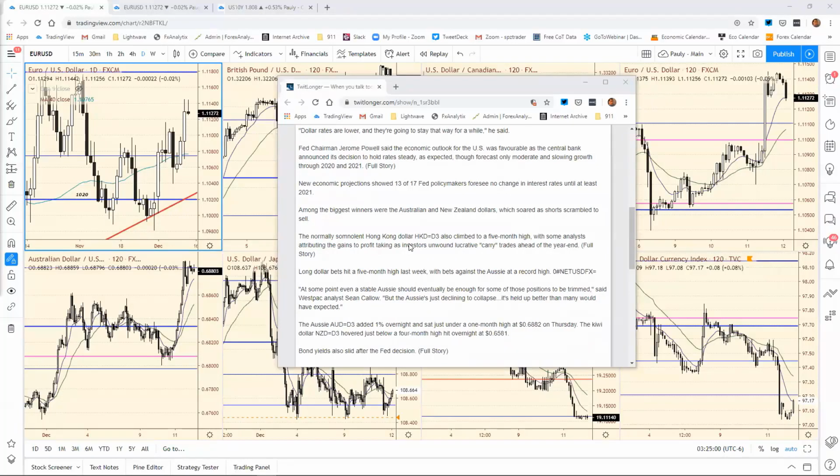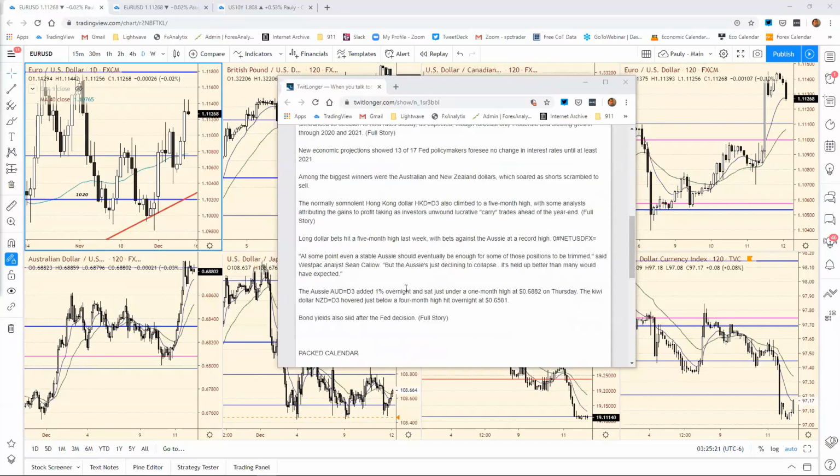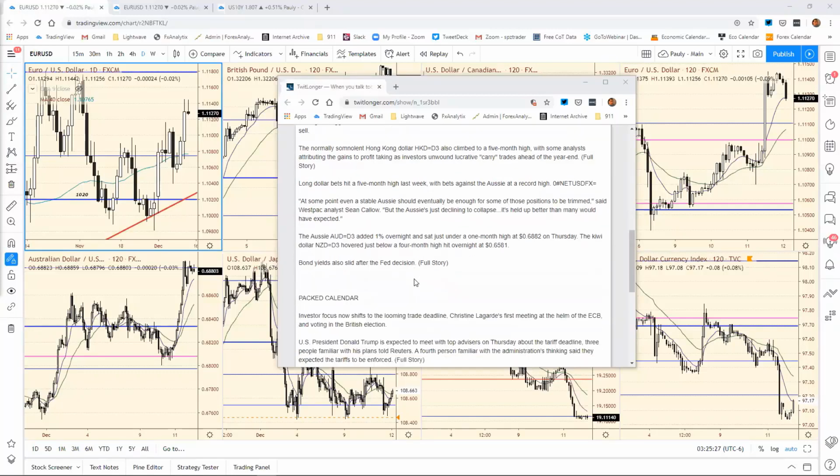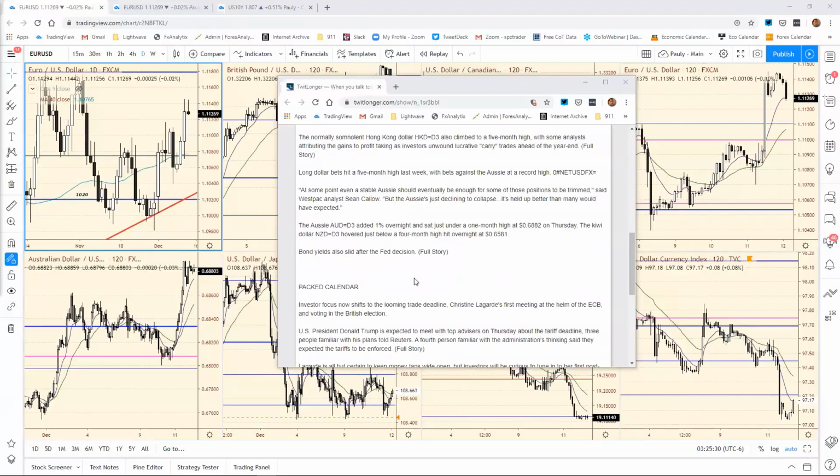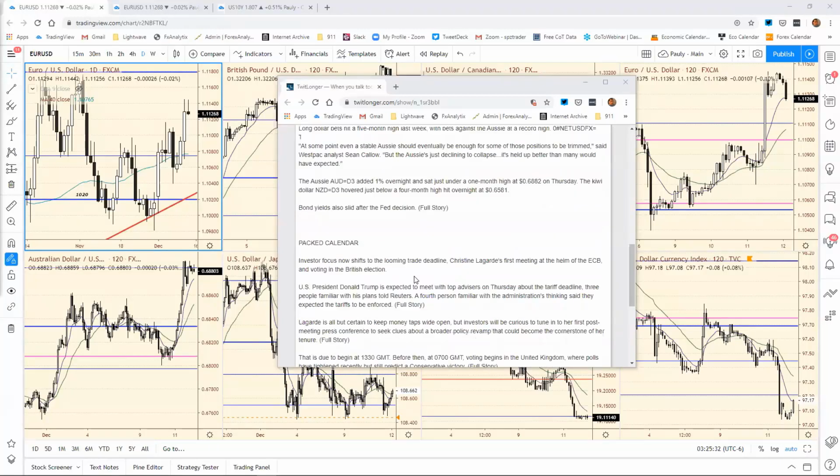Amongst the biggest winners were the Aussie and New Zealand dollars, which soared as shorts scrambled to sell. The normally somnolent Hong Kong dollar also climbed to a 5-month high, with some analysts attributing the gains to profit taking as investors unwound lucrative carry trades ahead of the year end. Long dollar bets hit a 5-month high last week, with bets against the Aussie at a record high. At some point, even a stable Aussie should eventually be enough for some of those positions to be trimmed, said Westpac analyst Sean Callow. But the Aussie is just declining to collapse, and it's held up better than would have been expected.